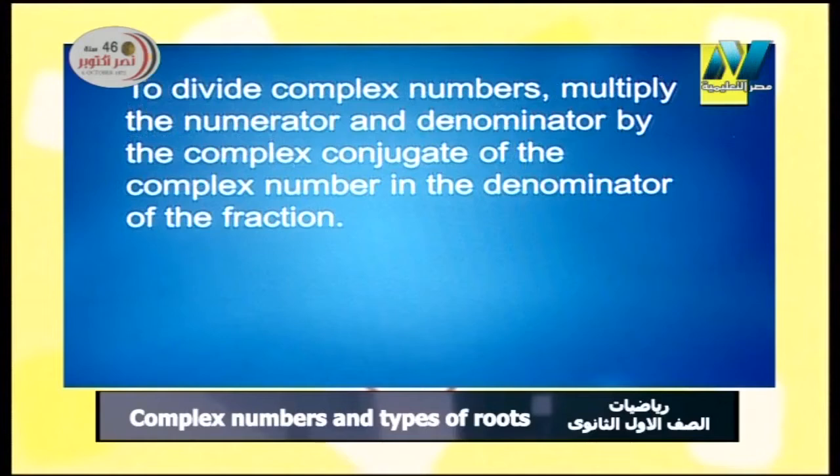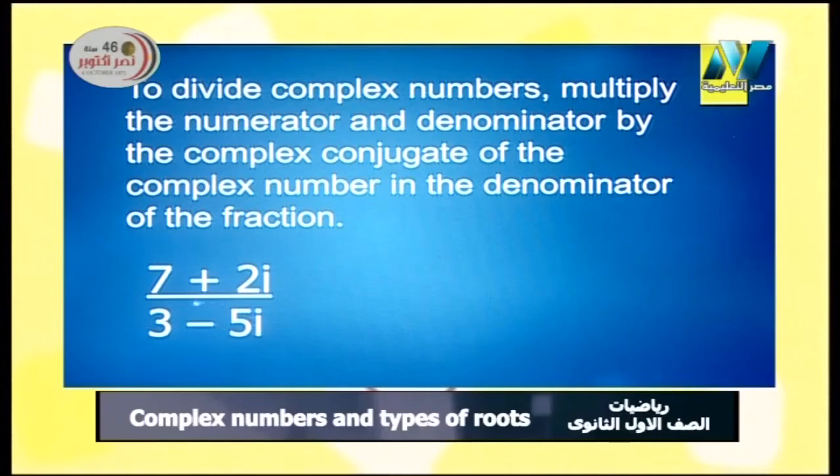To divide complex numbers, multiply the numerator and denominator by the complex conjugate of the complex number in the denominator of the fraction. Look carefully. We have now 7 plus 2i divided by 3 minus 5i. We would like to simplify this. Now we will multiply numerator and denominator by what? By the conjugate of 3 minus 5i. What is the conjugate of 3 minus 5i?